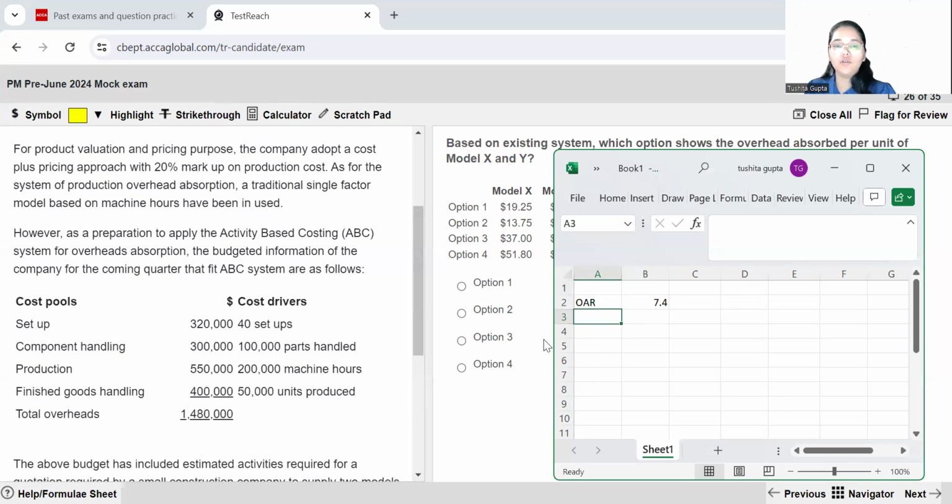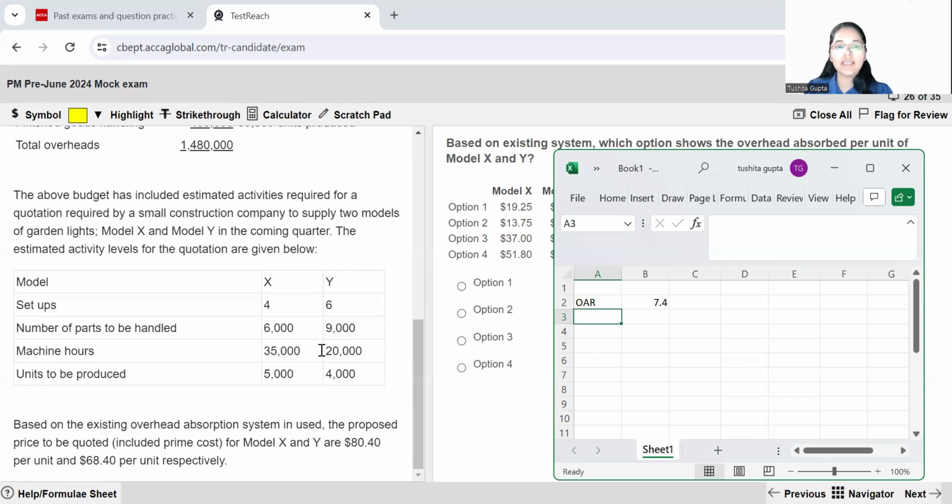Now the next thing that I need to do is find out how many hours each unit of X and Y is taking, and then if I multiply by the overhead absorption rate, I will have the overhead absorbed per unit. So firstly for X and then for Y. For X, I will be producing 5,000 units and I will take 35,000 machine hours. That means per unit, I am taking 7 hours. 7 hours is being taken per unit of X, and 20,000 divided by 4,000, that means 5 hours are being taken per unit of product Y.